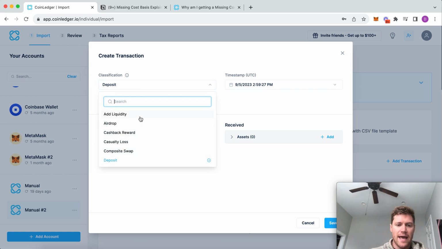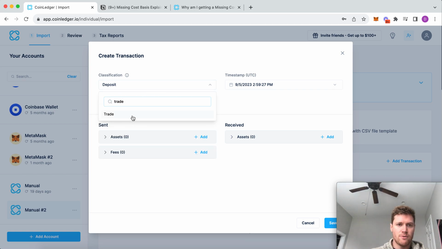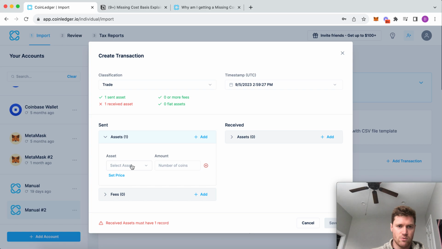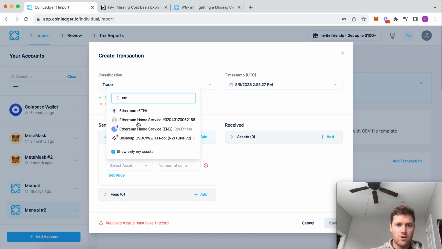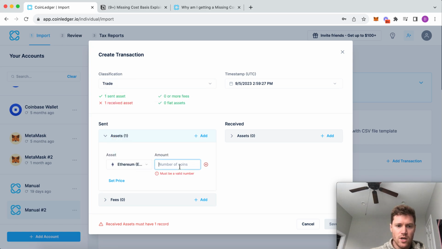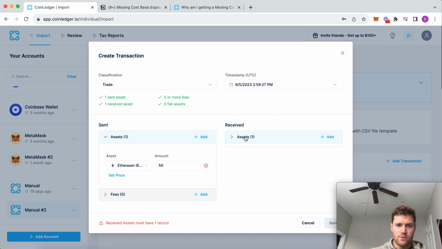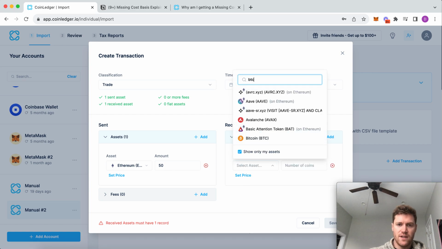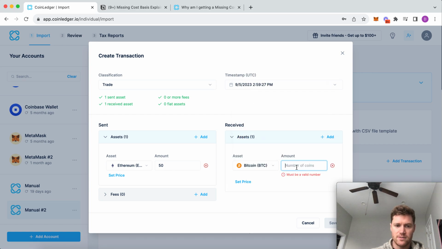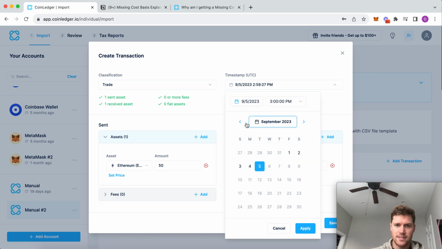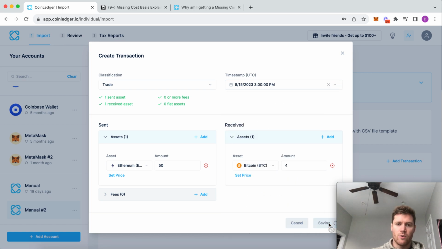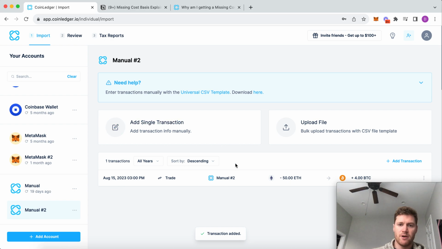And so let's add a trade transaction to better illustrate what I just went through. So we are going to enter a transaction where we're trading, let's say, 50 Ethereum for some amount of Bitcoin. And let's say this happened about a month ago. So we're going to save that transaction, and we can see, perfect, now I've traded 50 Ethereum for 4 Bitcoin back on August 15th.